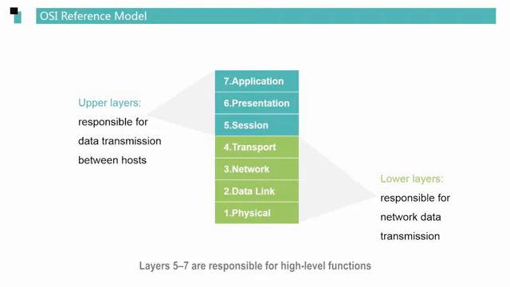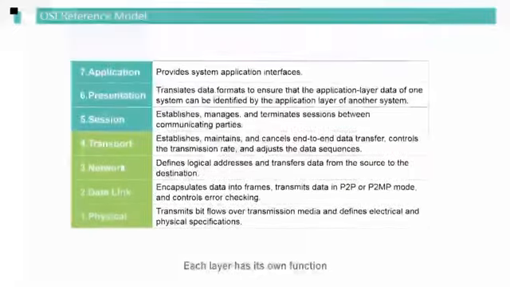Layers 5 to 7 are responsible for high-level functions. We call these the system layers. Layers 1 to 4, meanwhile, are responsible for transmitting the data from its source to its destination. These layers are responsible for data reliability, data corruption, data loss, and addressing. Each layer has its own function.